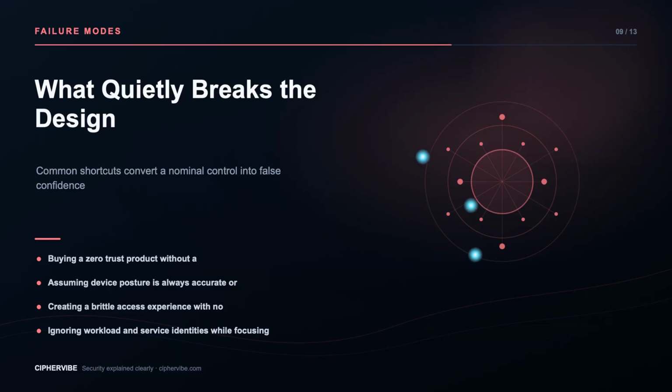First, buying a Zero Trust product without a resource and policy model. Second, assuming device posture is always accurate or available. Third, creating a brittle access experience with no recovery path. Fourth, ignoring workload and service identities while focusing only on employees.